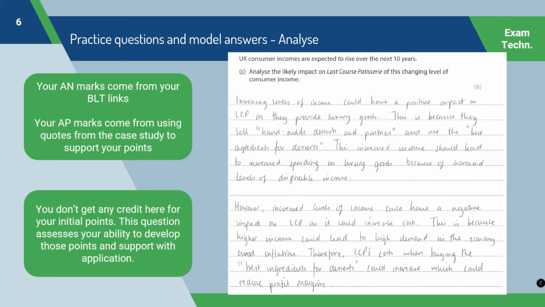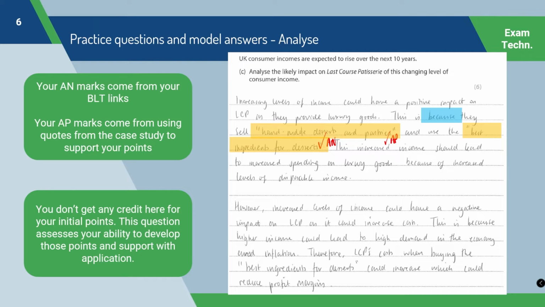They've got: increasing levels of income could have a positive impact on LCP as they provide luxury goods. Can you see in this first sentence, we've actually got application there, providing luxury goods. So it's not a wasted sentence, straight into it. The student then goes on: this is because they sell handmade desserts and pastries and use the best ingredients for desserts. So lots of application in there again, and we've also got application on the luxury goods just above it. It's a really good start.